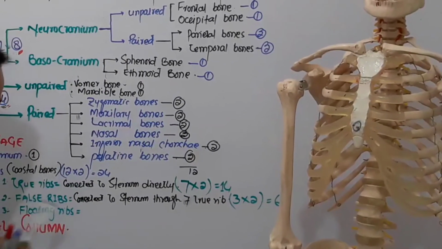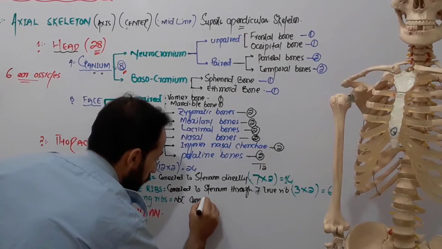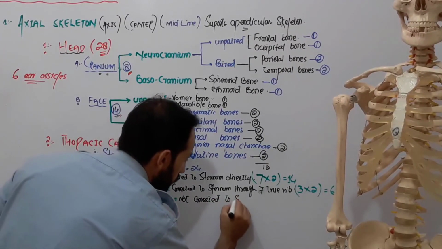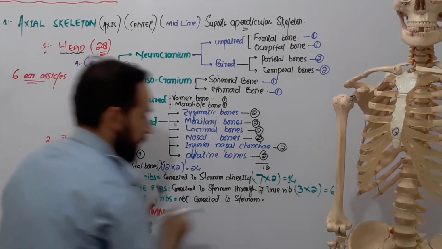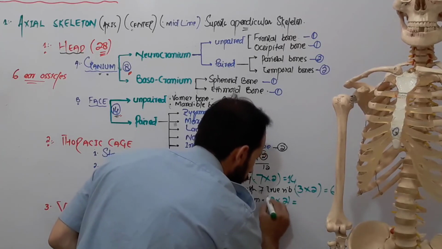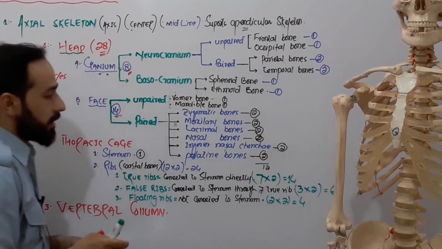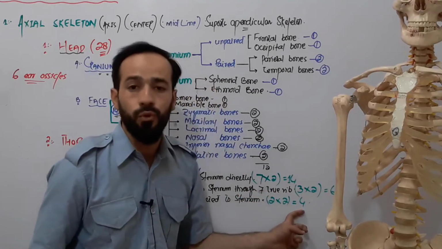So let me write it here. They are not connected to sternum. How many are they? They are 2 multiplied by 2, which is a total of 4. So how many ribs do you have? You have 14 plus 6, 20 plus 4, 24 ribs you have.